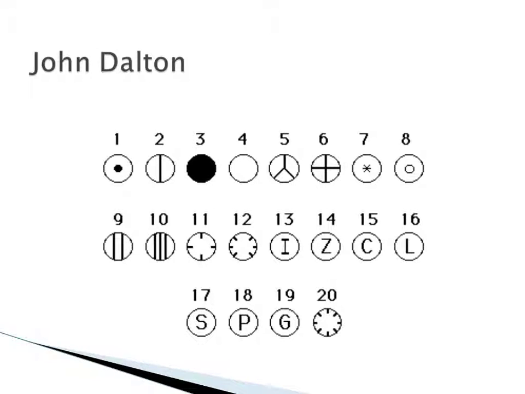John Dalton's was pretty simple. He just gave each element a symbol. There was nothing else really to it. I know he did some experiments, but this was what his periodic table looked like.